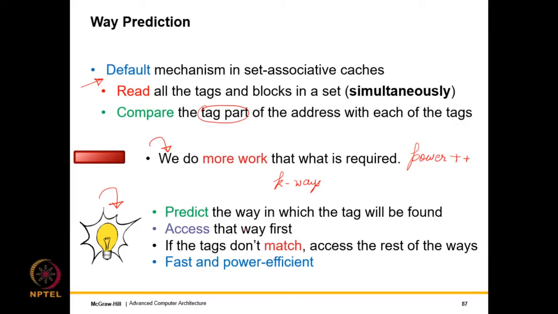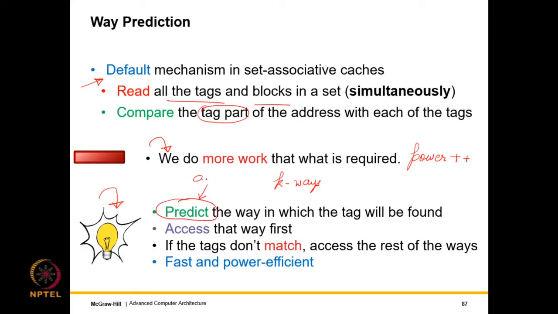If the tags don't match, we access the rest of the ways, and then we declare a regular hit or miss. So the advantage over here is that the additional energy that is spent in reading all the tags and blocks in a set, and that too simultaneously, is not spent, right? So we can save on energy, subject to the fact that our predictor is accurate enough.